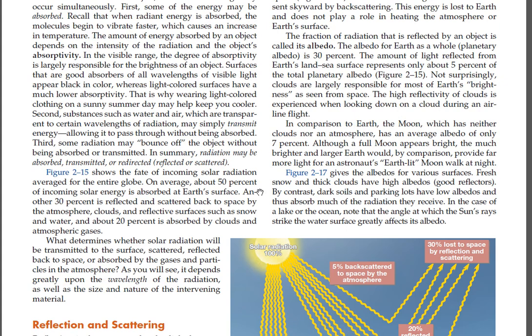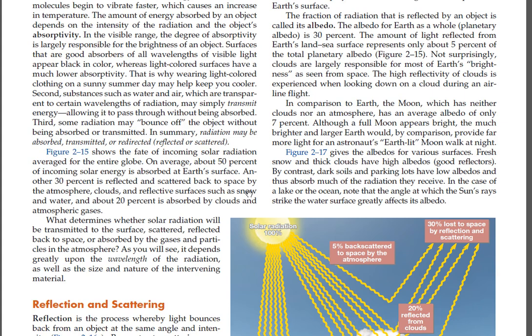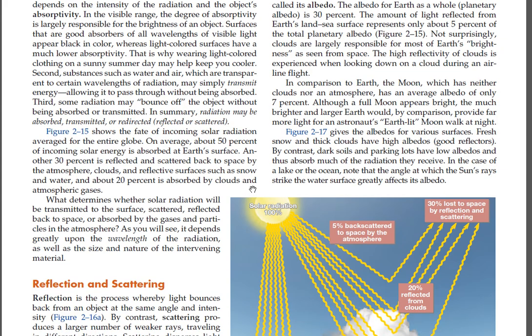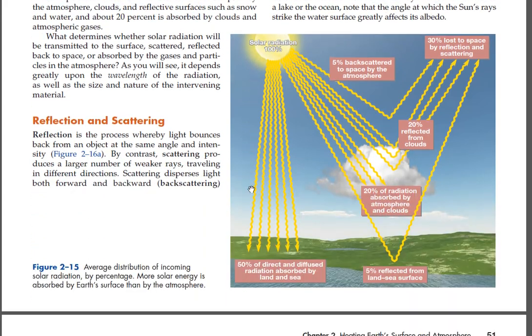Fresh snow and thick clouds have high albedos, good reflectors. By contrast, dark soils and parking lots have low albedos and thus absorb much of the radiation they receive. In the case of a lake or the ocean, note that the angle at which the sun's rays strike the water surface greatly affects its albedo.